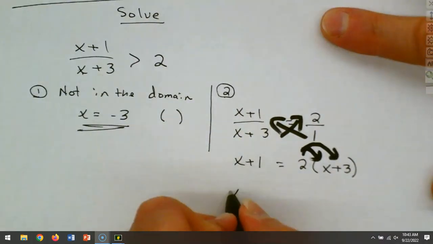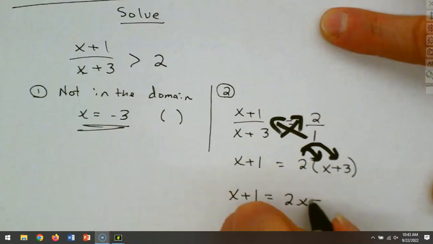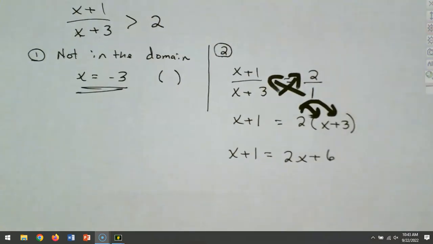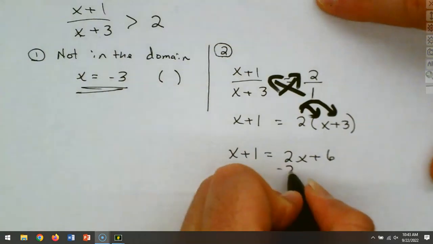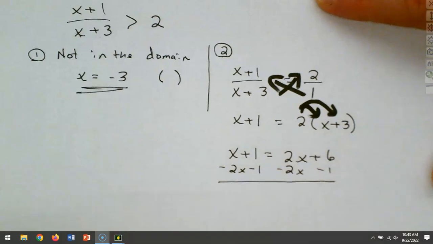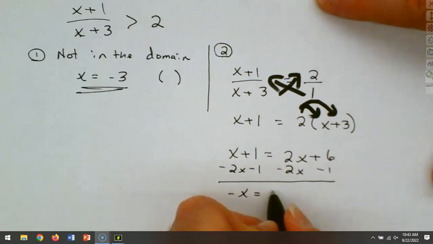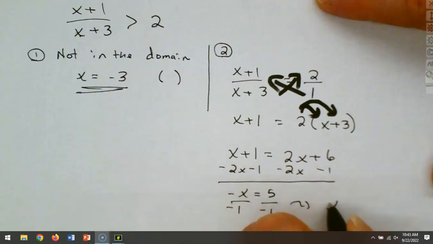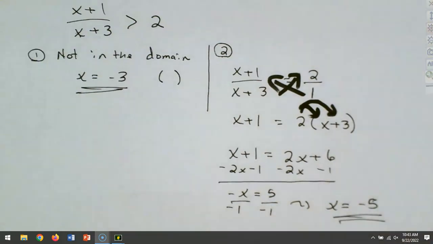Now we've got x plus 1 equals 2x, distributing through, plus 6. You move things around, so solve it however you want. Just move the 2x over, the 1 over. And now we've got minus x equals 5, divide by negative 1. And what's my other critical point? Negative 5.